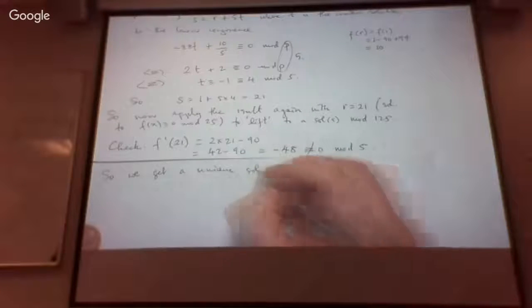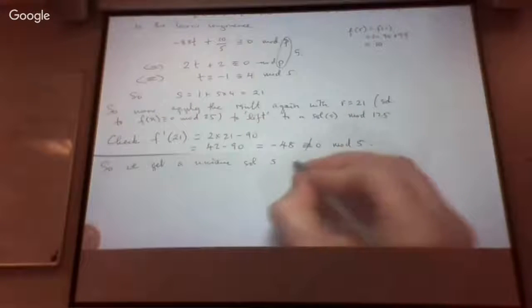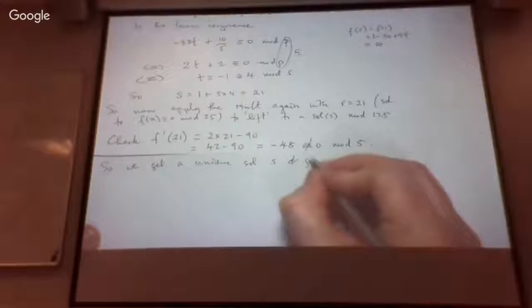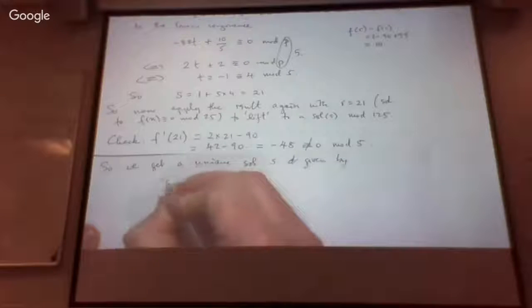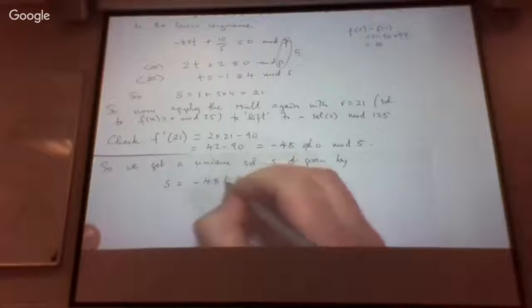So we get the unique solution S. The solution is given by the formula, so t times f prime of r. So f prime of r here is minus 48. So minus 48 times t.